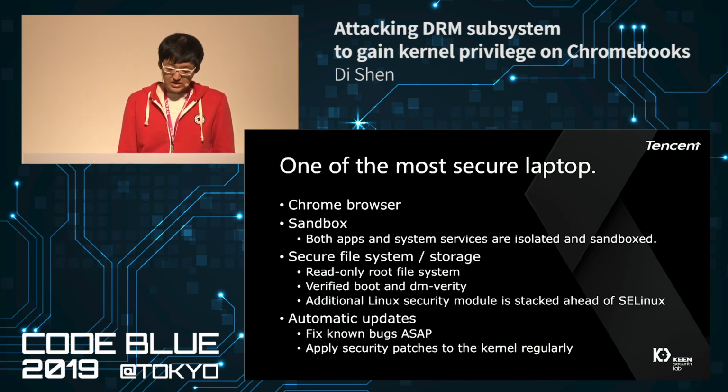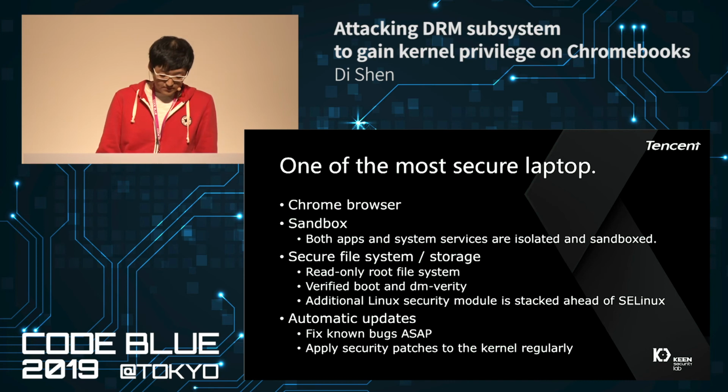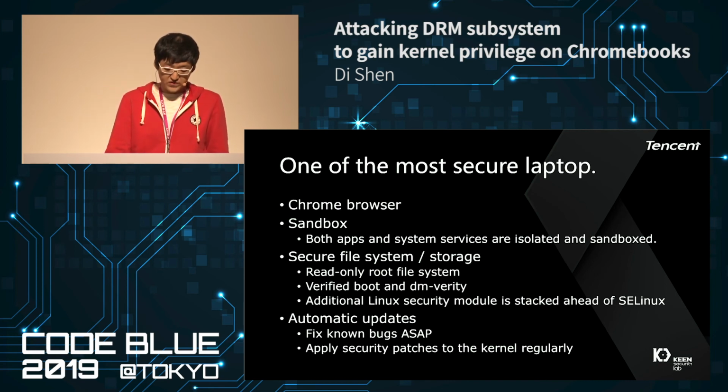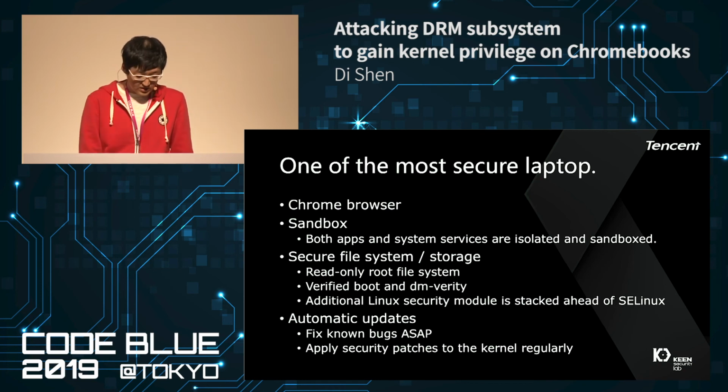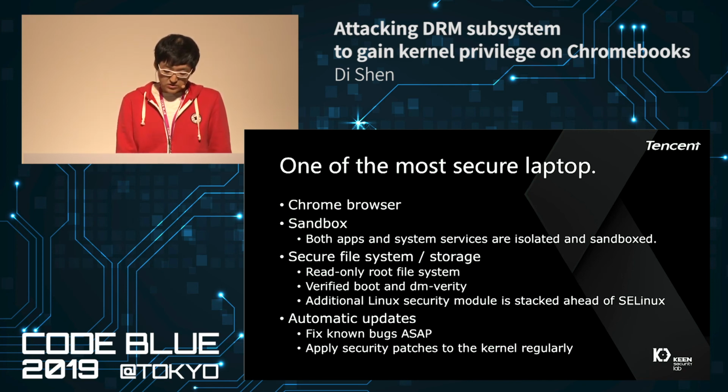Another thing is that there is a secure file system and secure storage. You cannot modify the root partition, and the root file system is read-only. This feature is powered by verified boot and DM-verity, and we will talk about it later. The last thing is that there is an additional Linux security module, the LSM. It is stacked ahead of SELinux, and it's developed by the Chrome team to make sure the file system is secure. Oh, there is another thing, that is automatic updates. The Chrome team not only fixes known bugs in Chrome and Chrome OS as soon as possible, but also applies security patches to the kernel regularly. So you cannot attack it by exploiting n-day bugs.